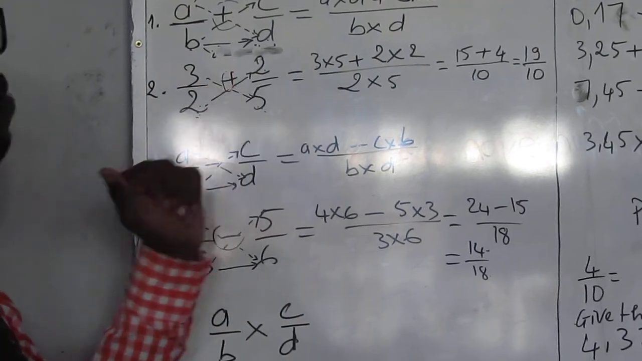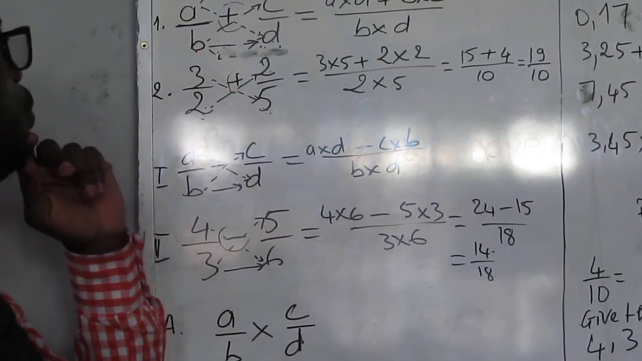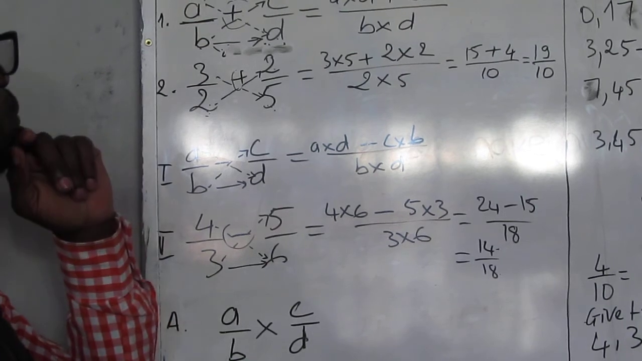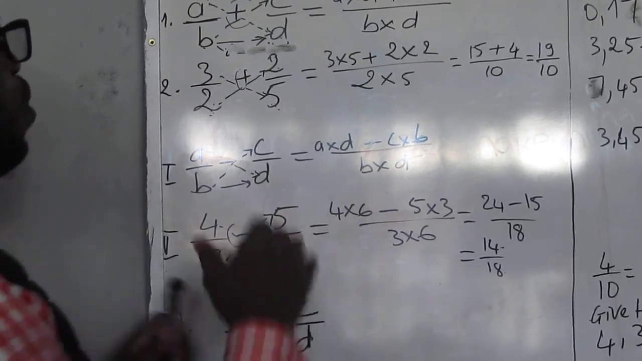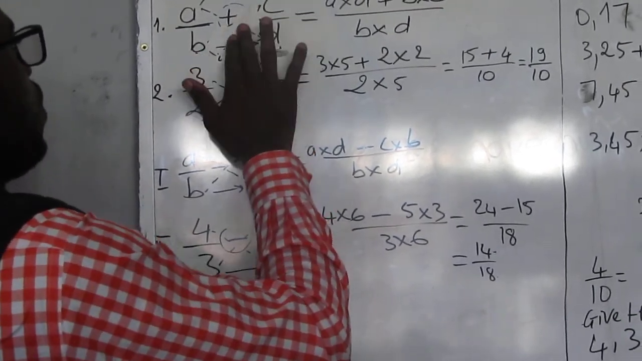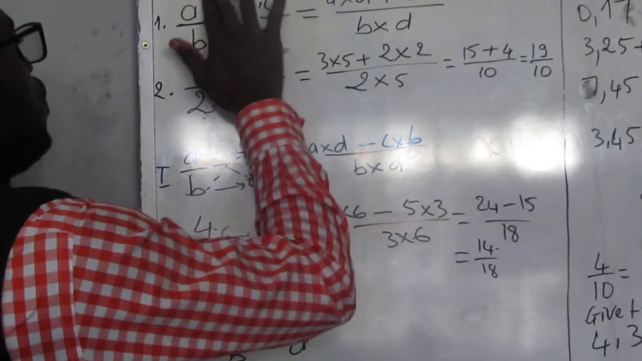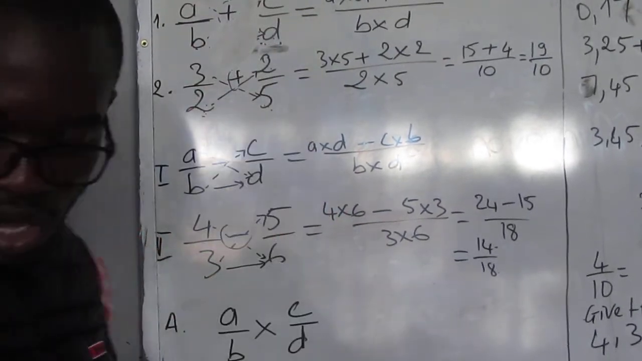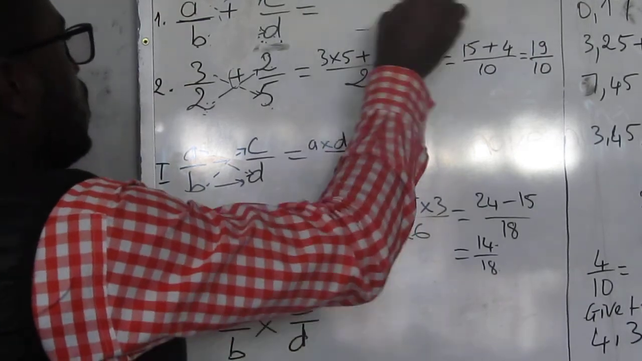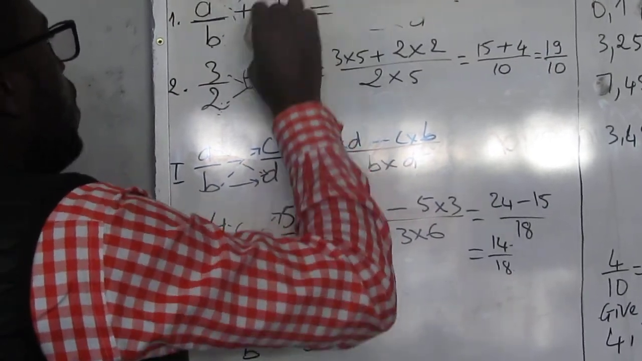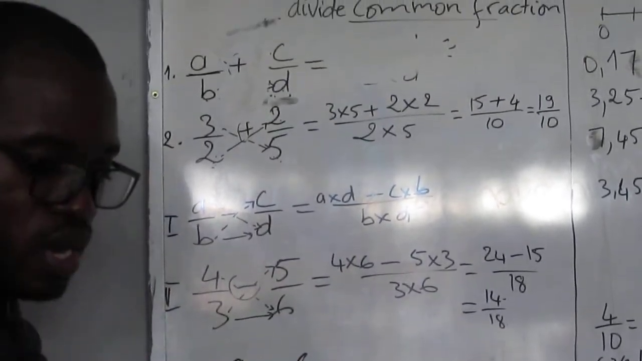So this is the first method that we use to get this answer. We can also solve this without using cross multiplication, which may be difficult for others. So we will use another method that we can use as well.